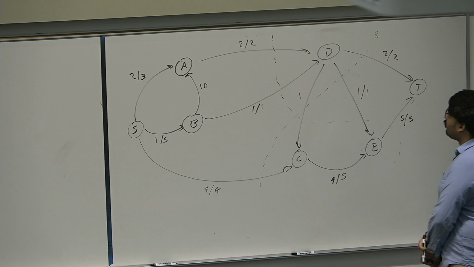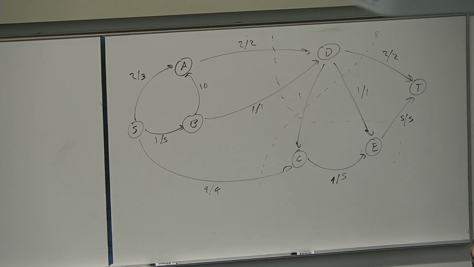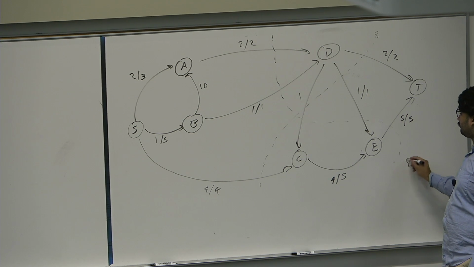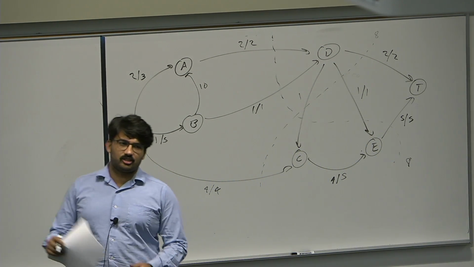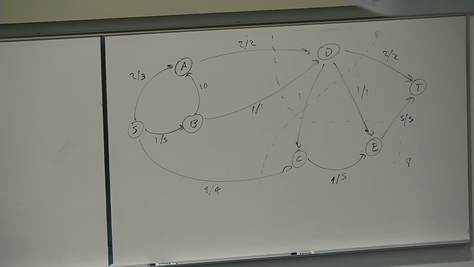So what is that? The outgoing edges here are 2, 1, skip, 5. So that's 2 plus 1 plus 5 is 8, right? Okay. So why do we care about this? What is the relationship between a maximum flow problem and a minimum cut problem?